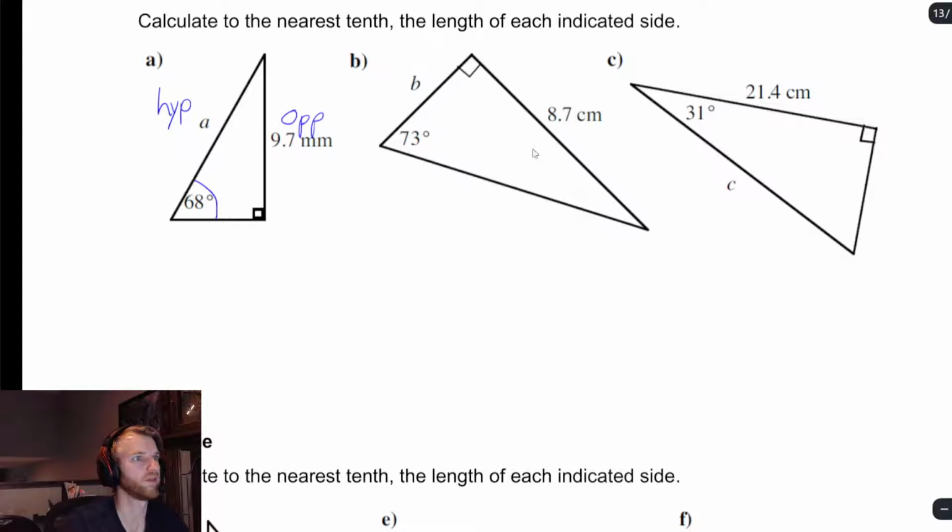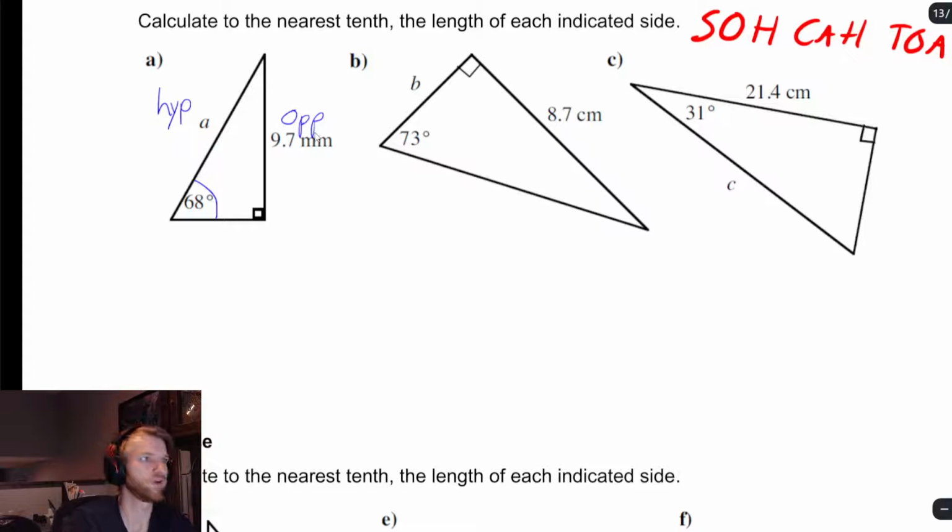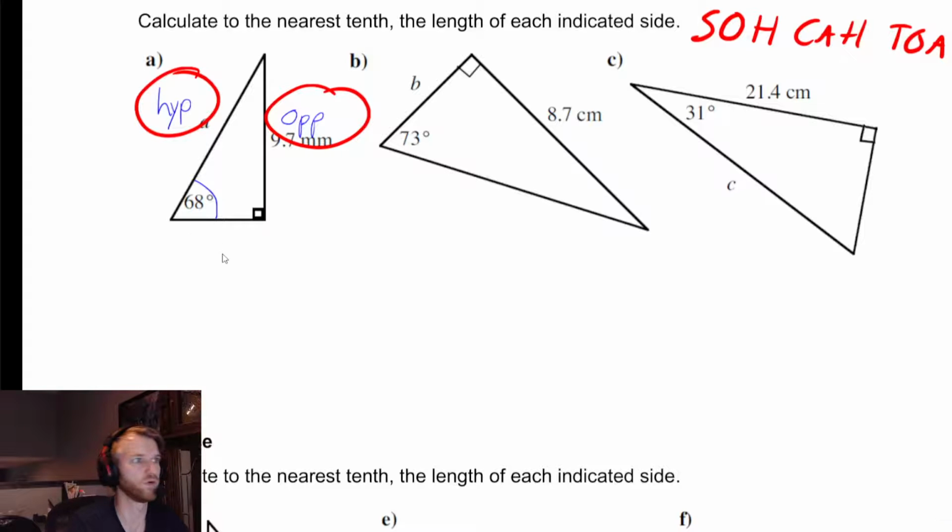Then thinking about our SOHCAHTOA, it will guide us into which ratio to use. Which one of these 3 ratios uses opposite and uses hypotenuse? Adjacent we don't know and we don't care about, so we're not going to use the adjacent one. The only one that uses the opposite and hypotenuse only is sine, which is opposite over hypotenuse. So we're going to use that one.